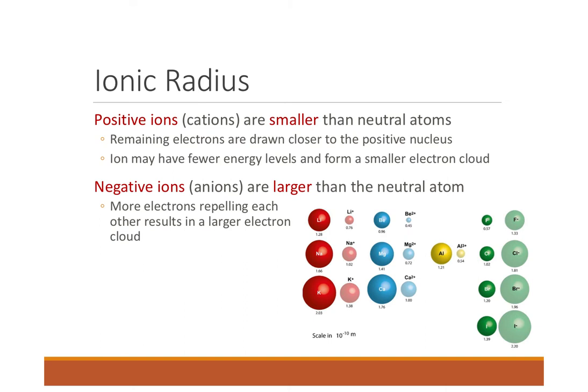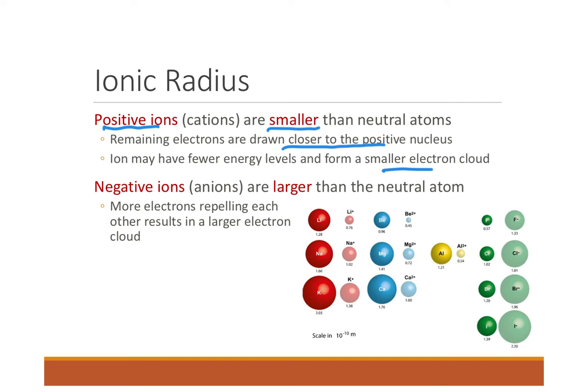Then we have ionic radius. What do the ions look like as compared to the neutral atom? Positive ions have lost an electron, and so they are smaller than the neutral atom, because the remaining electrons are pulled closer to that more positive nucleus. Now it has more protons than electrons in the overall atom, and so those positive charges pull on the electrons harder. The ion also may have lost an energy level, so you'll have a smaller electron cloud, depending upon what the valence electron situation was with that ion.